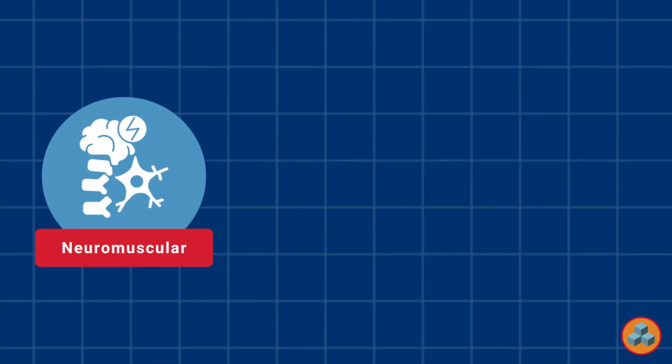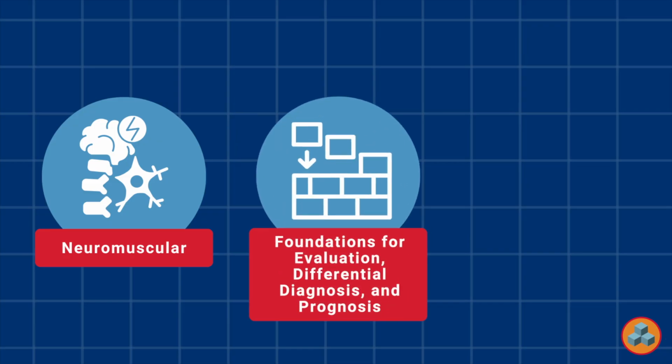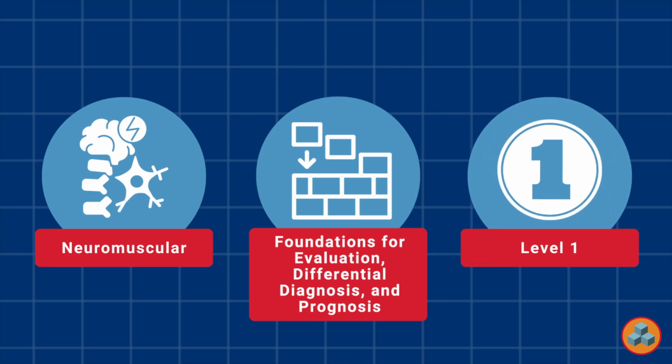System classification. This question is a neuromuscular and nervous system question which represents approximately 24% of all exam items. Content outline classification. This question is a foundations for evaluation, differential diagnosis, and prognosis question, which represents approximately 33% of all exam items. Level classification. This question is a level 1 question since the question requires students to possess basic foundational academic knowledge. Remediation of level 1 questions occurs through academic review of entry-level content using textbooks, review books, Basecamp, and flashcards.